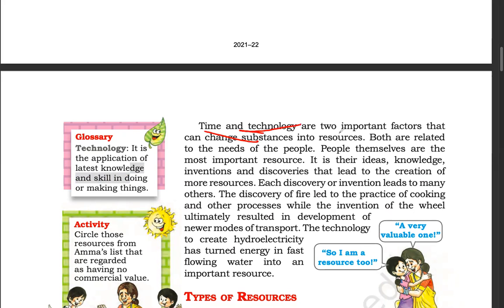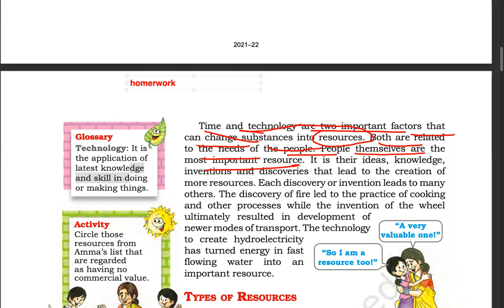Time and technology are two important factors that can change substances into a resource. Correct. Absolutely correct, right? So both are related to needs of the people. People themselves are most important resource. Yes. So guys, there is one more question as your homework task.